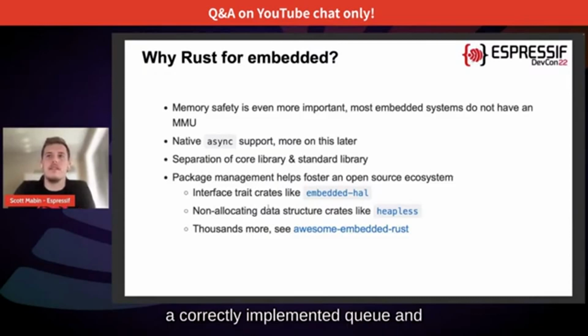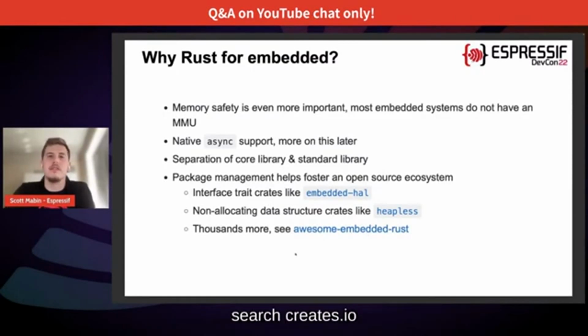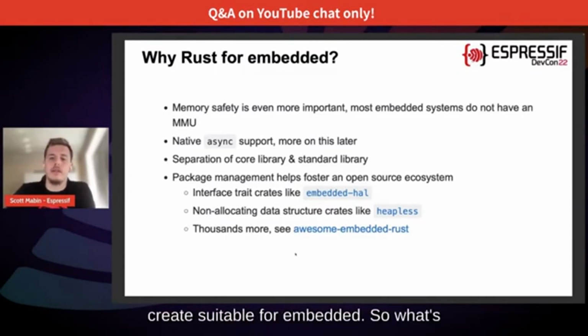correctly implemented queue, and they've got loads of other things like a min heap, a linear map, I think even a hash map with an efficient hashing algorithm. And there's 1,000 more on the awesome embedded Rust list. And also you can search crates.io for no STD, and you'll find crates suitable for embedded.